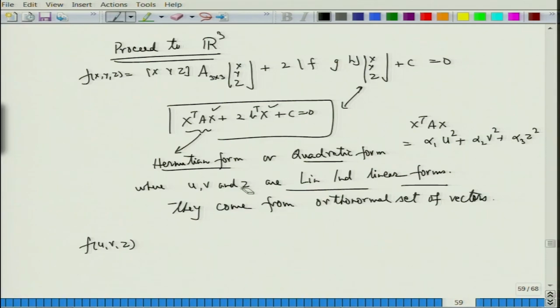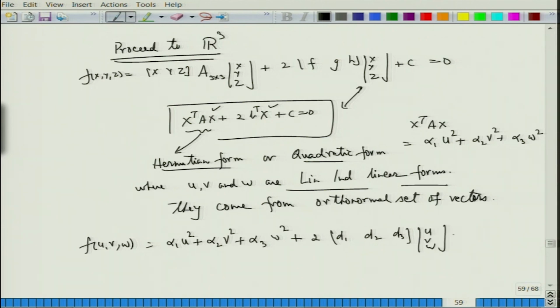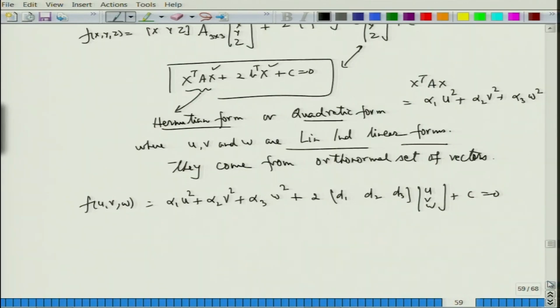So, this z can be confusing. So, let me write w here, f of u, v, w, as alpha 1 u square plus alpha 2 v square plus alpha 3 w square plus now some 2 times d1, d2, d3 times u, v, w plus a constant c is equal to 0. This is what I will get now. Fine. So, the complicated part, which was x transpose A x, is nicely written like this.